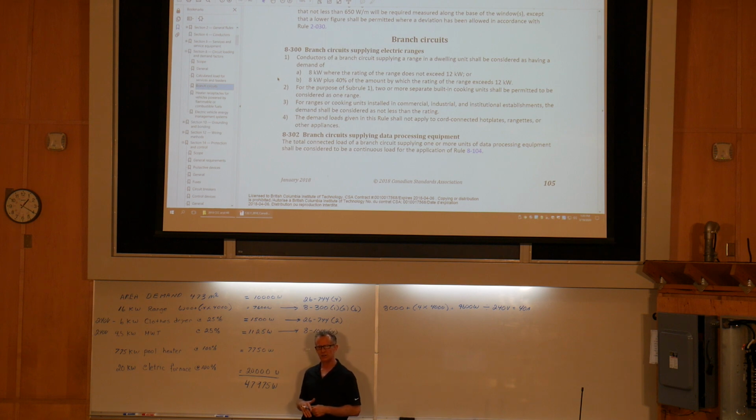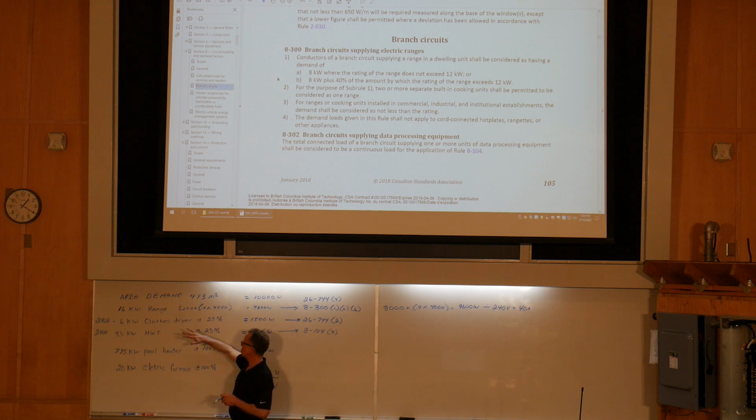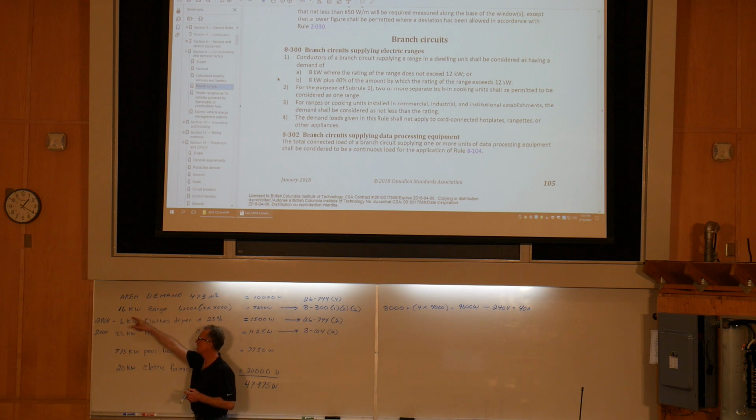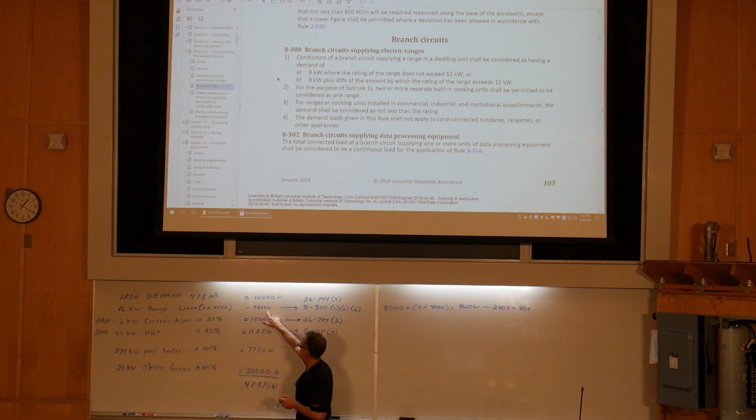Students get confused here. They do the service calculation, and the rule says in 8-200 that for a range, you have to put it in at 6,000 watts plus 40% by the amount it exceeds 12 kilowatts. So it was a 16 kilowatt range. We put in the 6,000 plus the 40% by the amount it exceeds. So that worked out. It goes into the service at 7,600 watts.